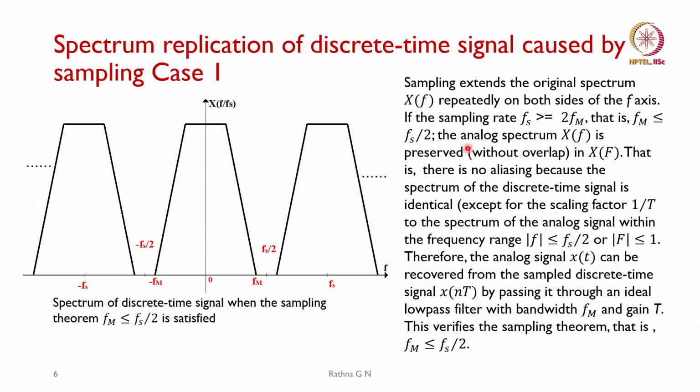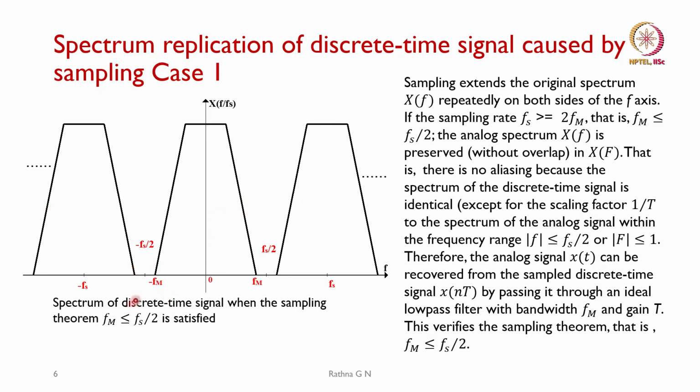Coming to the next one, why do we have the replication? The discrete time signal is caused by sampling. Sampling extends the original spectrum X of f repeatedly on both sides. We will see this is extended on both sides. We call this minus fs by 2 and fs by 2. So we will be getting the images of the spectrum.